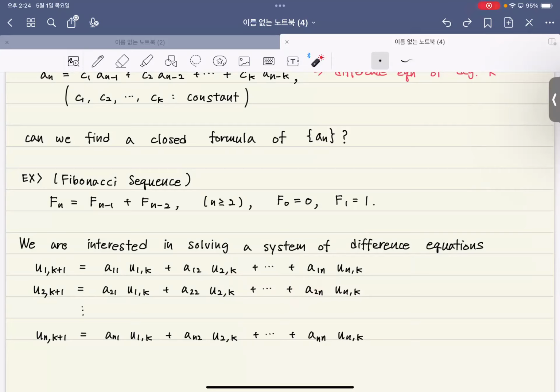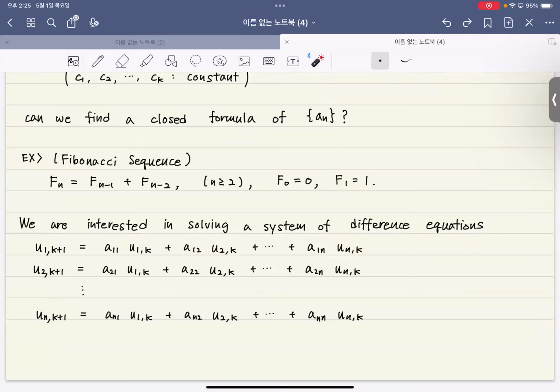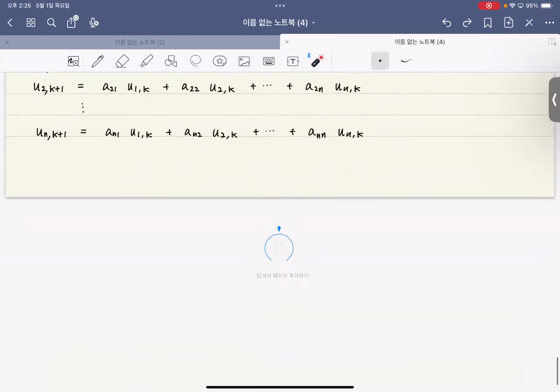Okay, so we are interested in solving this difference equation, and as you are going to see later on, being able to solve such a system of difference equations of degree 1 will enable you to solve any single difference equation of any degree k. This is what you are mainly interested in today's lecture.